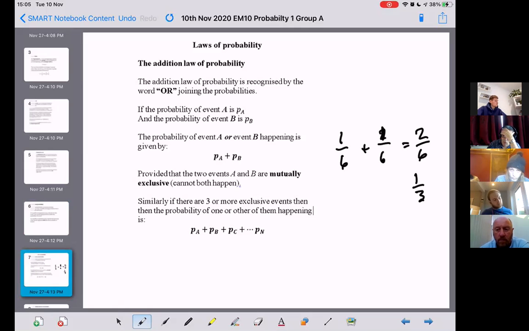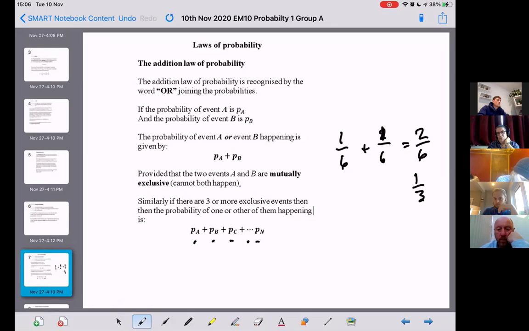Similarly, if there are 3 or more exclusive events, then the probability of one or other of them happening is all of them added together. Taking that dice example, the probability of you getting any number between 1 and 6 is all 6 added together, which is 1. So as long as these events are mutually exclusive, and you can't get any 2 of them happening at the same time, the probability of one or the other is found by adding them together.